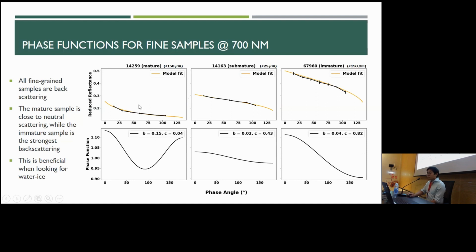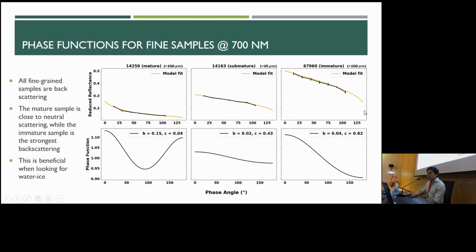Still, the fact that all of these phase functions that we measured range from being close to neutral scattering here to moderately backscattering is pretty beneficial in making it so that it might be possible to use some of this information if we want to look for water ice.